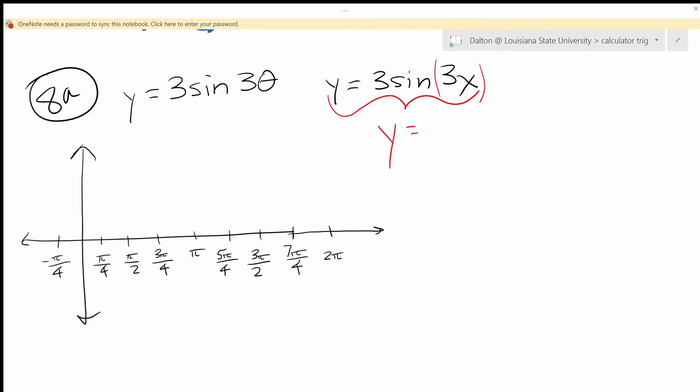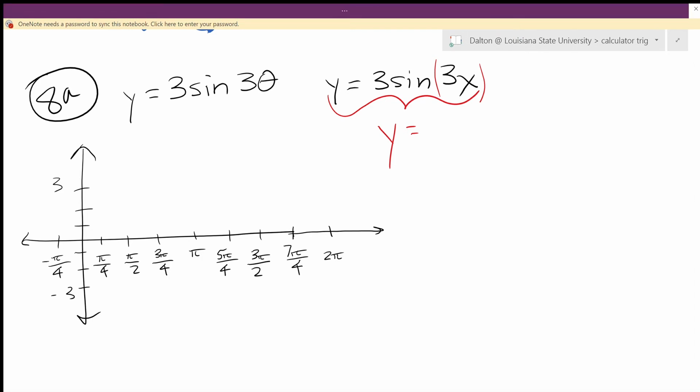All right, here we go. Before we graph it, I want to answer the algebraic questions first. All right, focus, focus, focus. You with me?